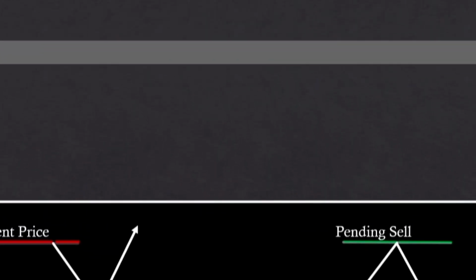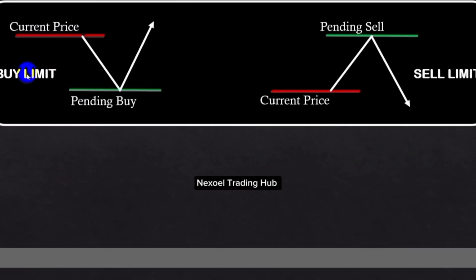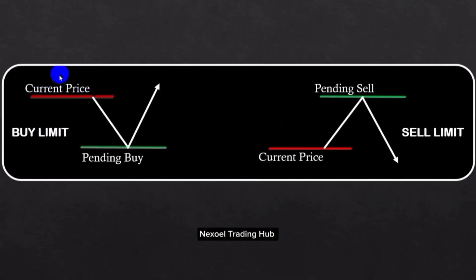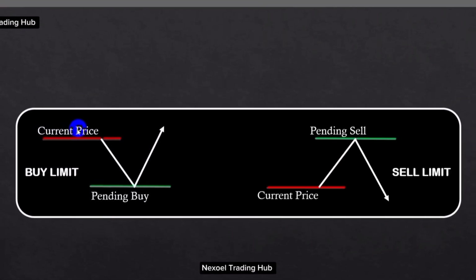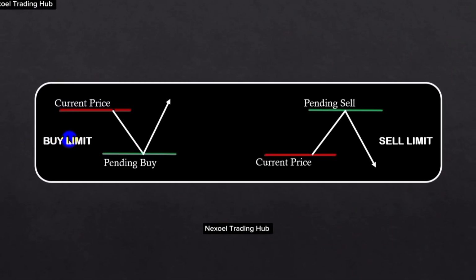Let's check the chart now. What you can see here is that we have the buy limit and then we have the sell limit. For the buy limit, this is where price is at currently, which is the current price. So the pending order, which is in the category of the limit order, is specifically the buy limit. This is the current price.